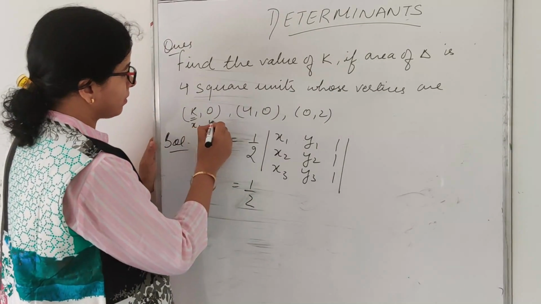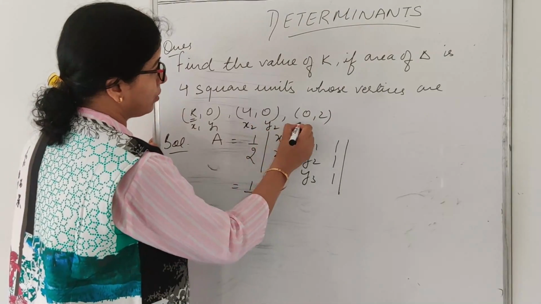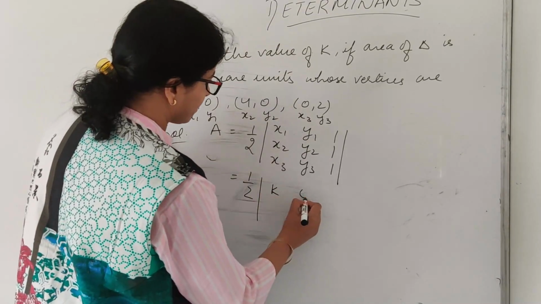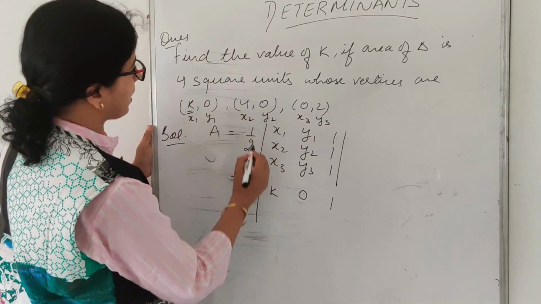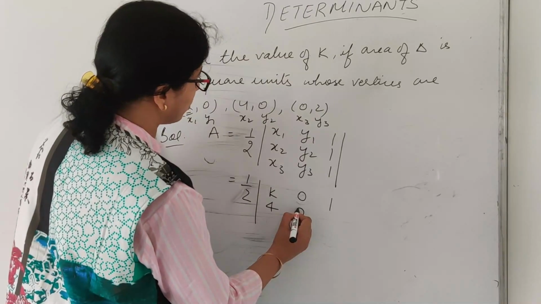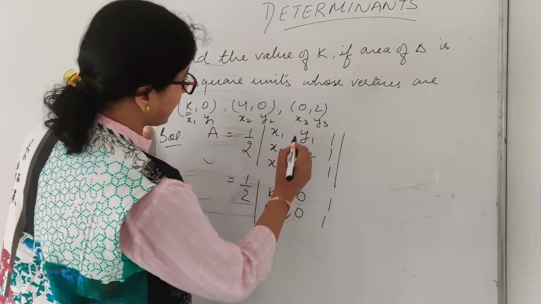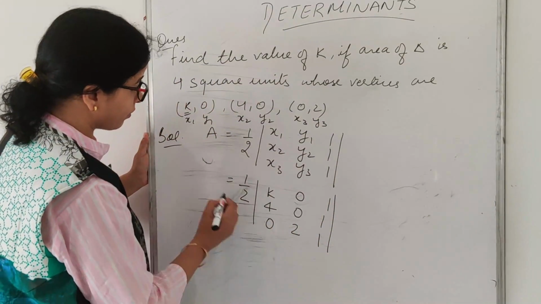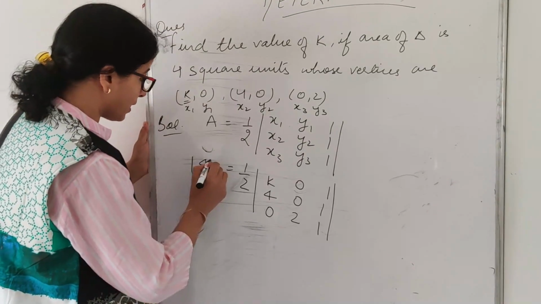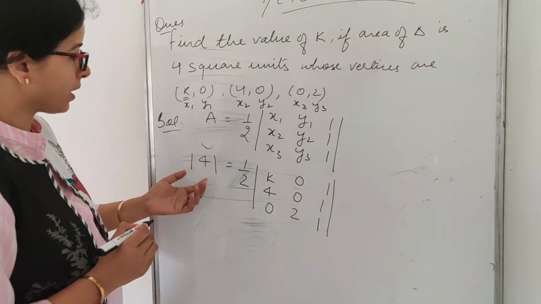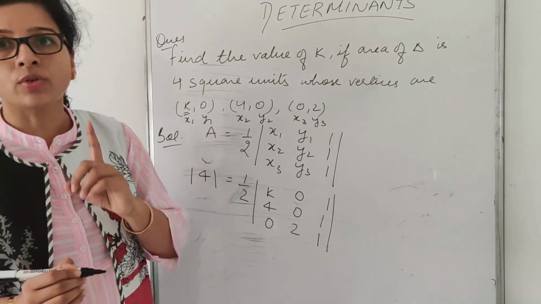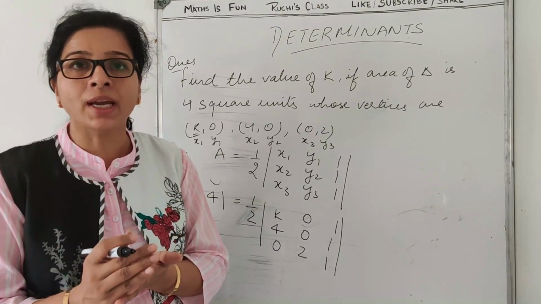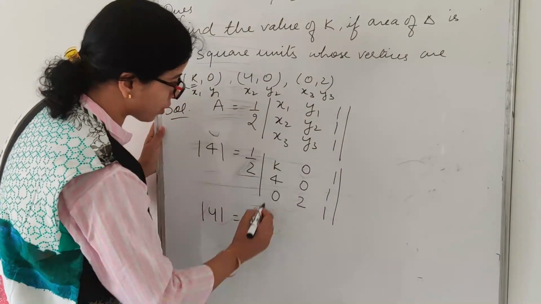Now substitute the values. Write this as x1 y1, x2 y2, x3 y3. So it is k 0 1, x2 is 4 0 1, x3 is 0 2 1. And what is the value of the area? 4. I will write the absolute value of it. We are taking the absolute value of the determinant because we know area can't be negative, but the value of the determinant may come out negative. So we will solve this determinant.